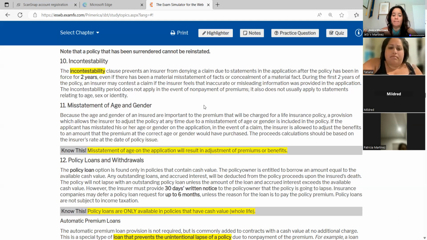Misstatement of age on the application will result in the adjustment of premiums or benefits. So I think we said that the other day, like if there is a 5-10 year difference and you've been paying for so long, they'll say, hey, based on what you paid, your benefit would have been this amount. They can change that, or say, hey, you owe me this amount of money in premiums if you want to keep the same benefit.